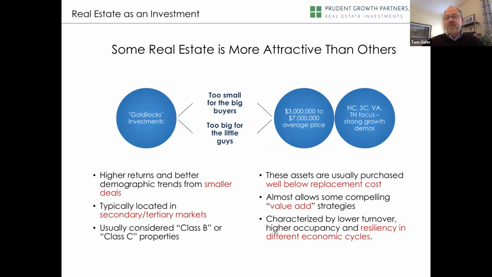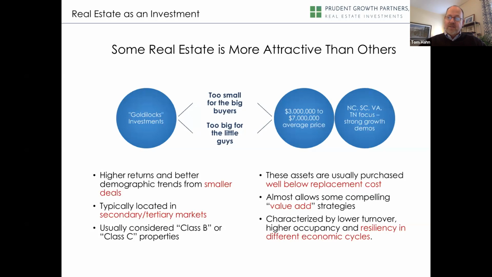Some real estate is more attractive than others, in my opinion. There's a lot of money chasing real estate right now. There's a lot of large institutional buyers. 20, 30, $40 million deals are happening frequently, and there's a tremendous amount of competition in that price point. We like to look at what I call Goldilocks investments, stuff that's too small for the larger buyers, but also a little bit too big for the smaller guys. Our typical deal size on the whole property is maybe $3 to $7 million. We've bought larger than that, but typically it's at a $3, $4, $5 million price point.